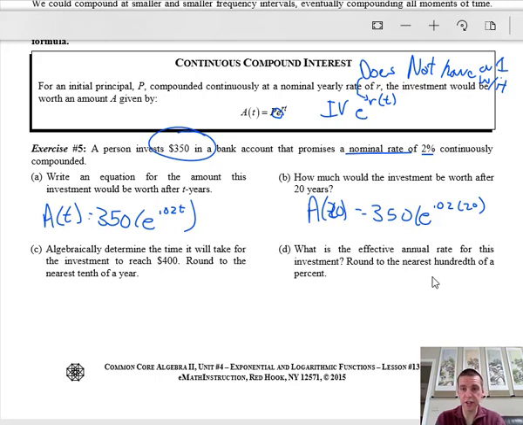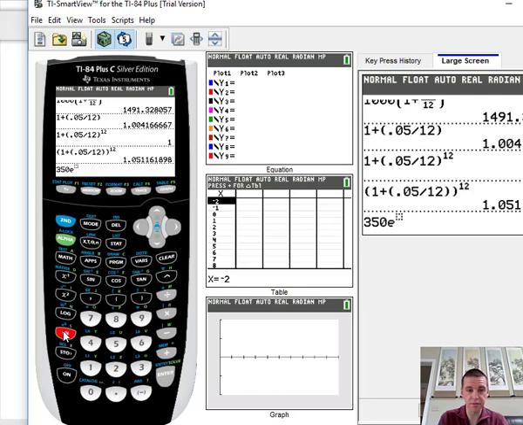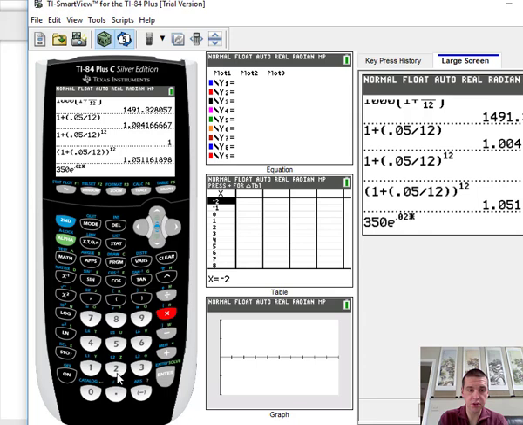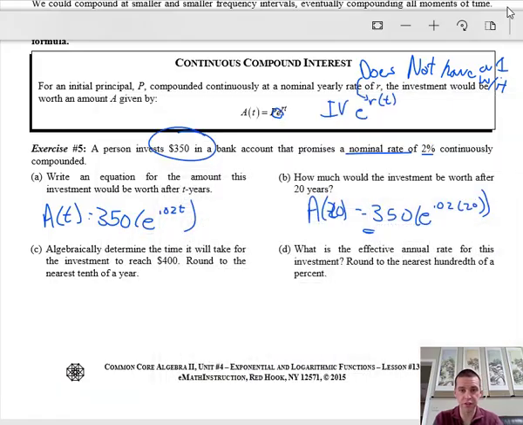So let's go to our calculator to see what that would be. So we're going to get 350 e second ln 0.02 times 20. And 522.1. And notice that the 8 rounds it up to the 4. So $522.14. Okay, not too bad after 20 years at only 2%.